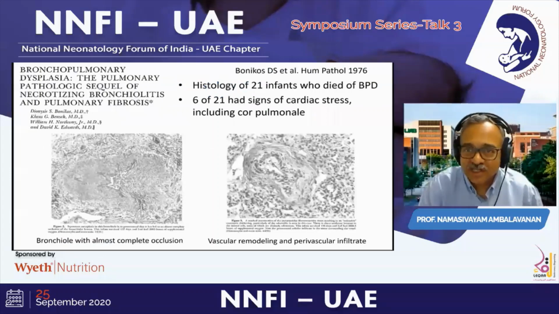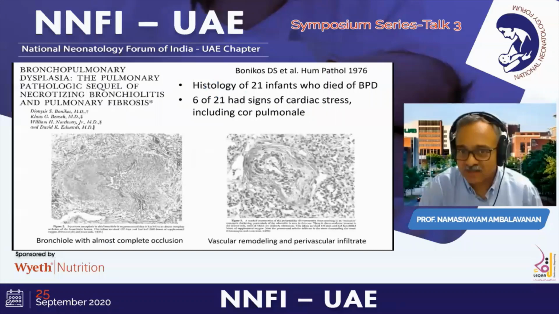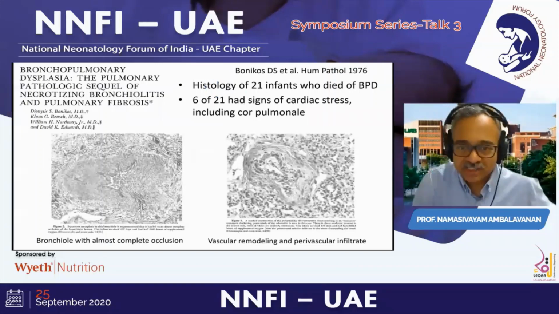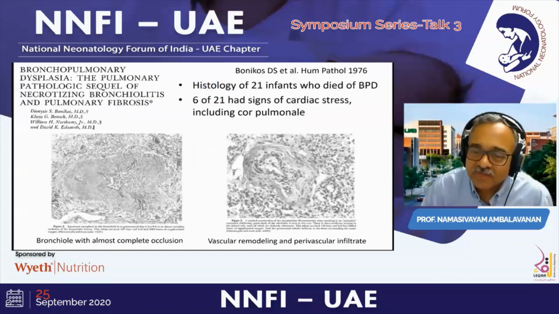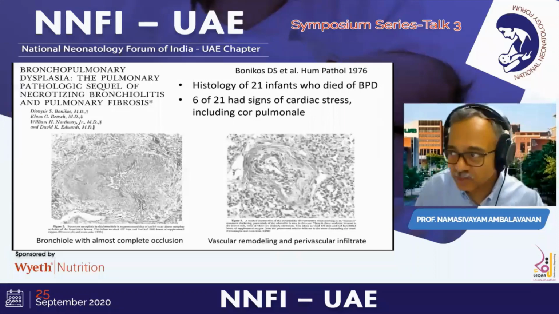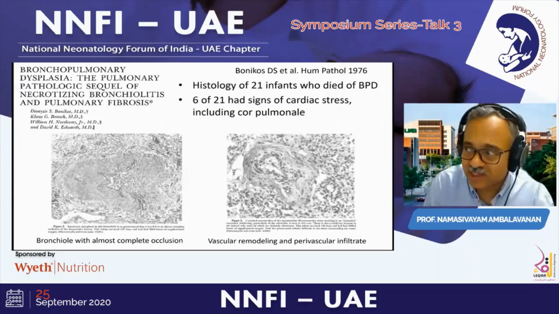So this is not anything that's new. You all know that back in 1967, 53 years ago, BPD was described for the first time by Northway, Rosen, and Porter in the New England Journal of Medicine. And a few years after that, in 1976, his colleague, Dr. Bonikos, described pulmonary fibrosis, necrotizing bronchiolitis, and pulmonary hypertension. They looked at the histology of 21 infants who died of BPD, and they found that 6 of those 21 had signs of cardiac stress, including pulmonary hypertension.